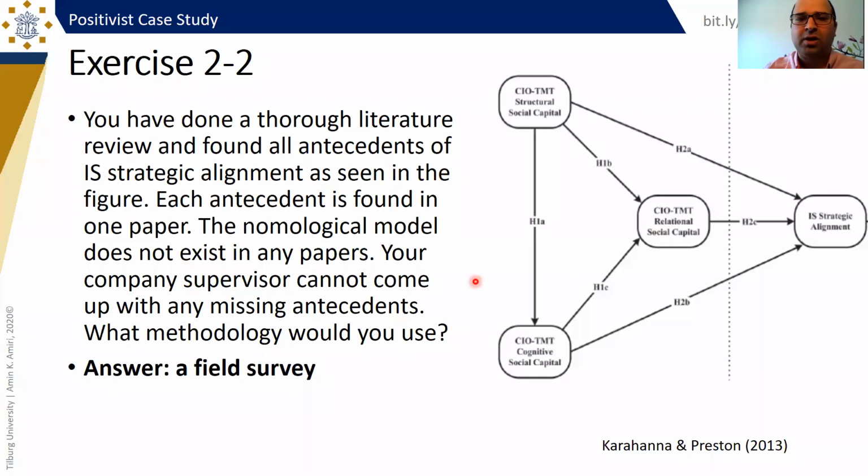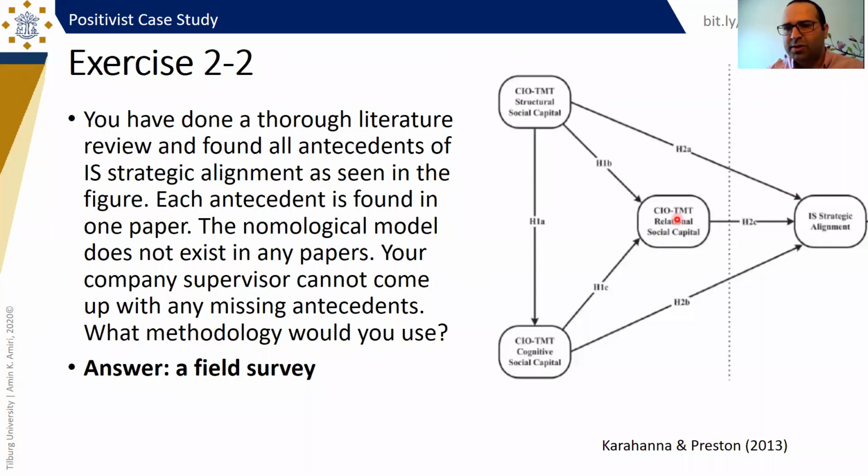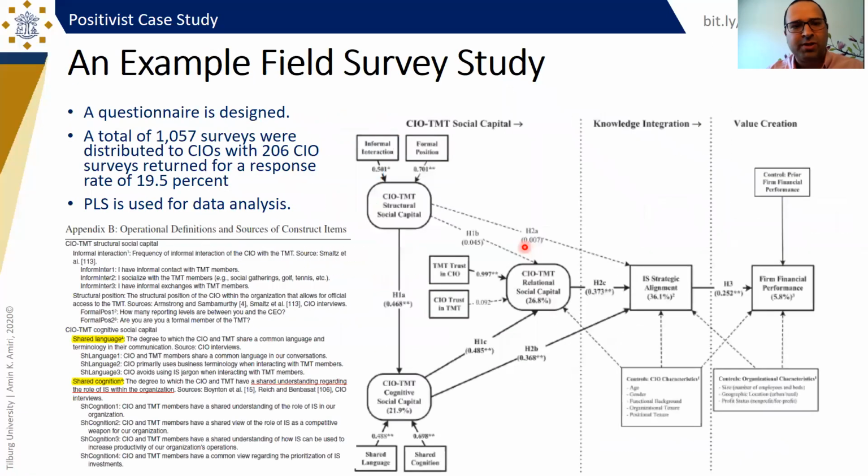Let's see what Karahanna and Preston did. See here? They have designed a questionnaire. That means for each construct that you have seen here, there are several questions. These are the list of questions here. And then they have found the strengths of relationship between these constructs. You see, these relationship strengths are between 0 and 1. Anything higher than 0.2 is very strong.